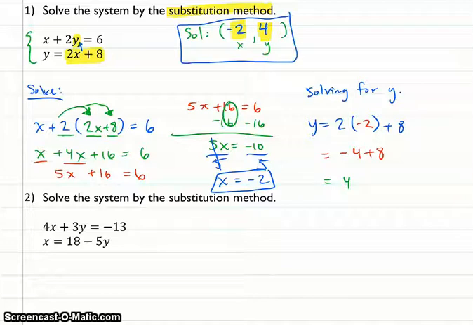And I can check that this is a solution by taking negative 2 and 4 and plugging it in for x and y in the first equation to see if it's true. And then I can do the same, plug in negative 2 and positive 4 for x and y to see if it's true for the second equation. All right.